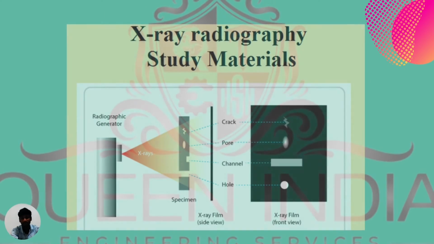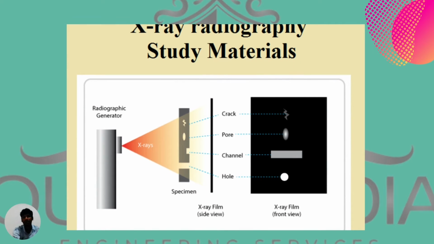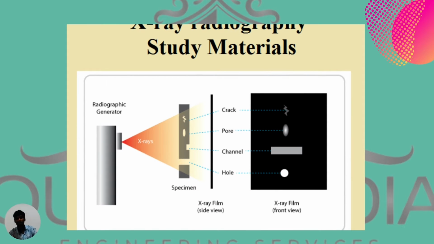Another one is radiographic study of material. In radiography, the X-ray passes through and shows defects. There are several types of defects: cracks, pores, channels and holes. The source passes through an object, and the X-ray film will look like this. This finishes X-ray and gamma ray.